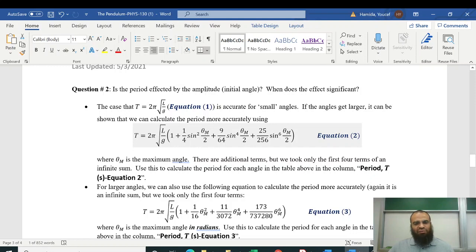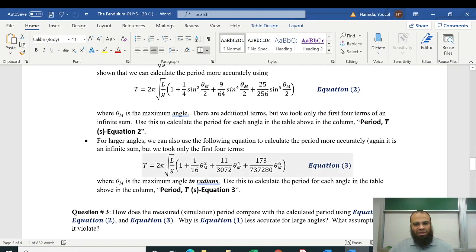Theta maximum is the maximum angle I started with. So if I start with an angle of 5 degrees, I'll plug in the 5 degrees here. But make sure you're in radians because Excel does not understand degrees. It understands radians. And then 9 over 64 sine to the 4th of this, and then this 25 over 256 sine to the sixth. That's equation 2. And then equation 3 is this.